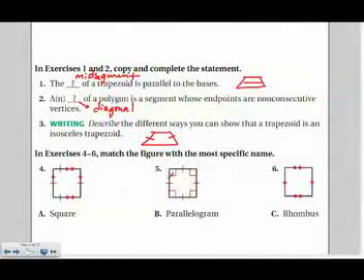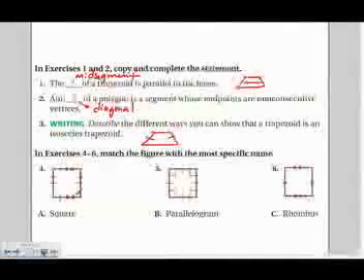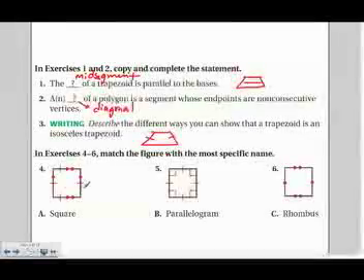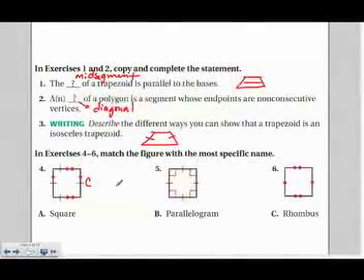Match the figure with the most specific name. Notice we have four congruent segments and they're all parallel. It doesn't tell us these are 90 degrees, so the only thing we can say is this is a rhombus. This is 90 degrees and congruent, so this is a square. And all we have here is that this is a parallelogram. It doesn't tell us that it's a rhombus or a square, so this is B.